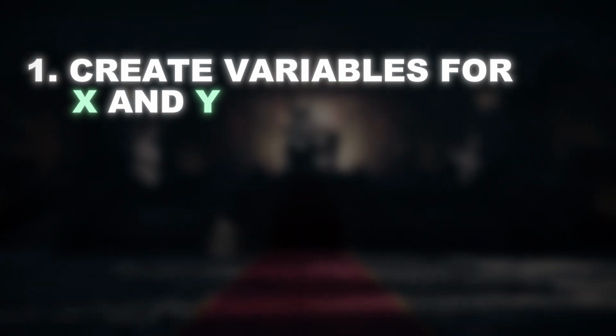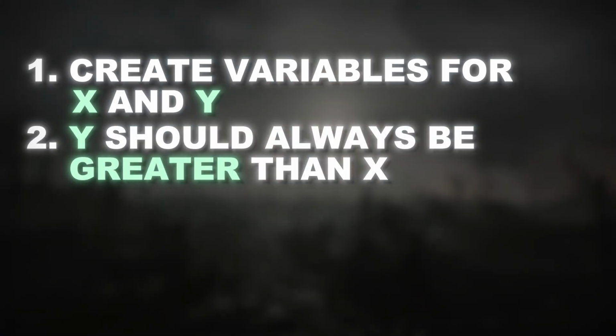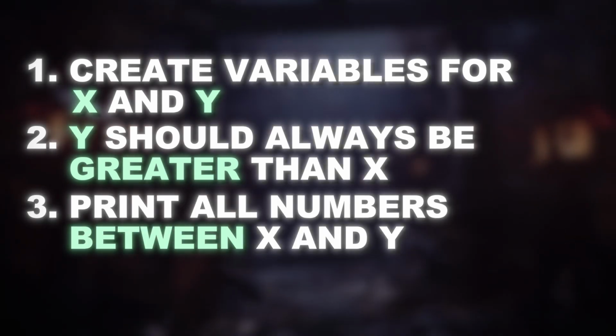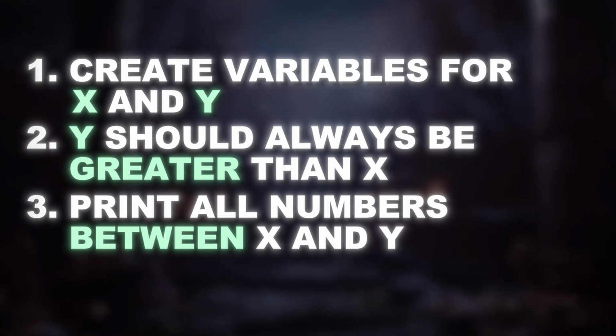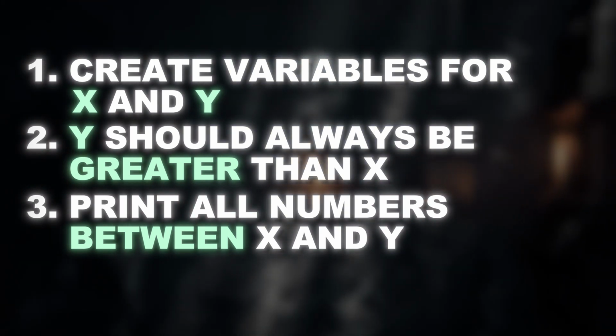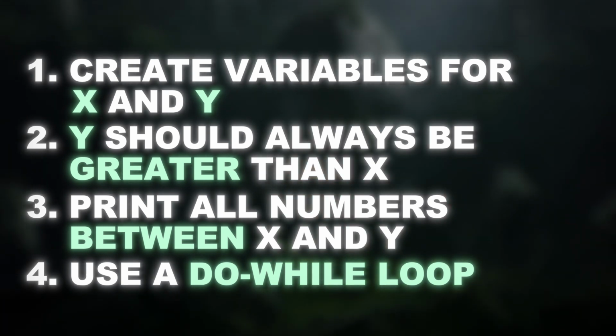For the exercise today, create variables x and y which should take numbers. y should always be greater or equal to x. And then print all the numbers from x to y, excluding y. So, if x is equal to y, at least x should be printed. Obviously, use a do-while loop to achieve that.